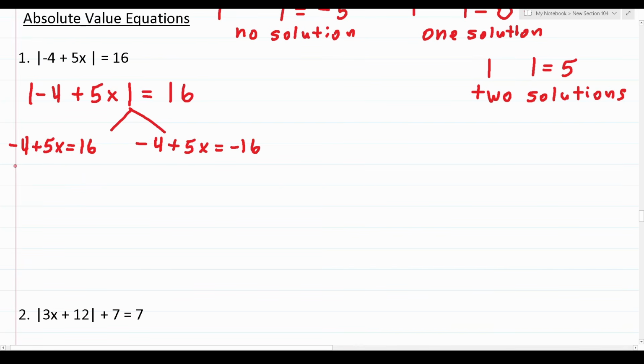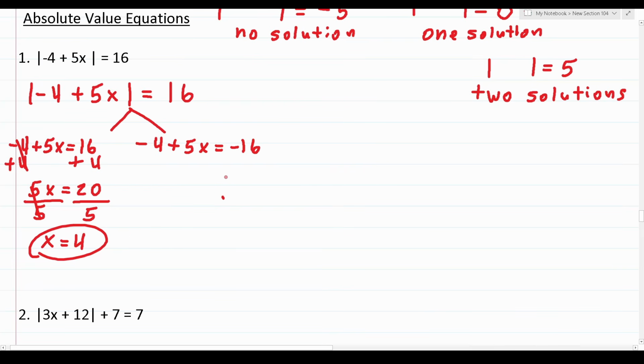So let's get started with this equation on the left here. We're going to add 4 to both sides. This crosses out, leaving you with 5x equals 16 plus 4, which is 20. Again, divide both sides by 5 now. This crosses out, leaving you with x equals 20 divided by 5, which is 4. So 4 is one of our solutions.